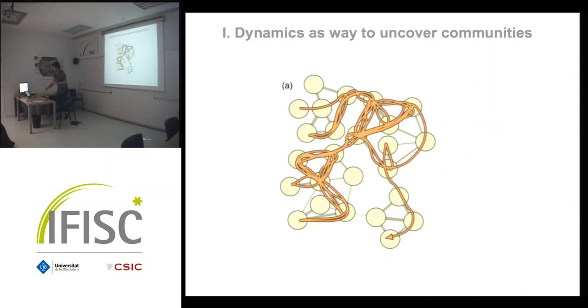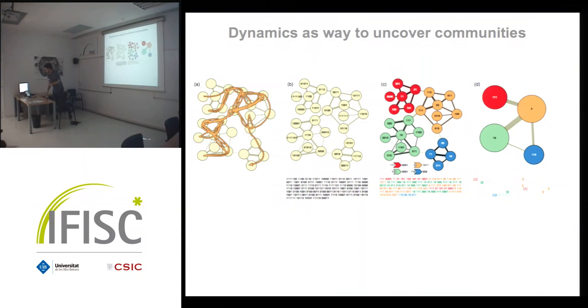Okay, so dynamics and networks. Basically what we're interested in is, you think about some dynamical process, for instance, a random walk, and then trying to use the trajectories of the walkers to find the clusters. So now, there are different ways to exploit these trajectories of walkers to find the clusters. One of them that I will not describe in detail is something called the map equation.